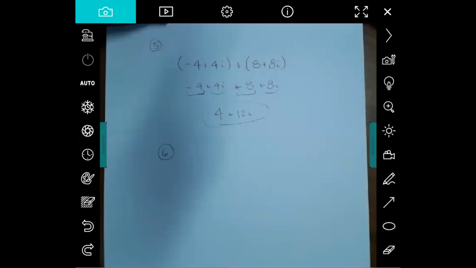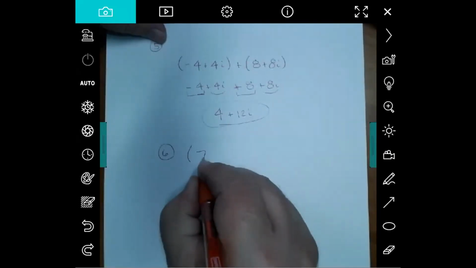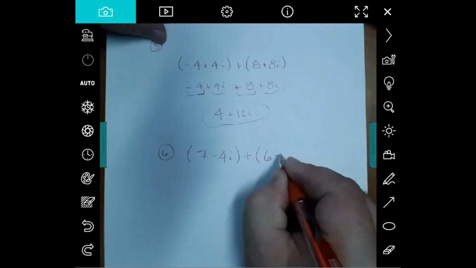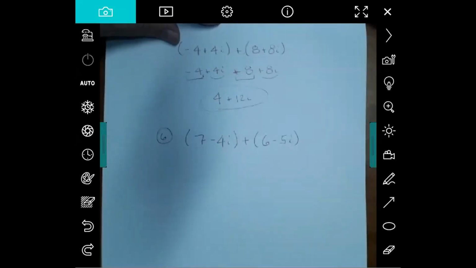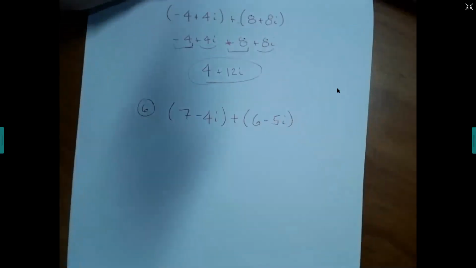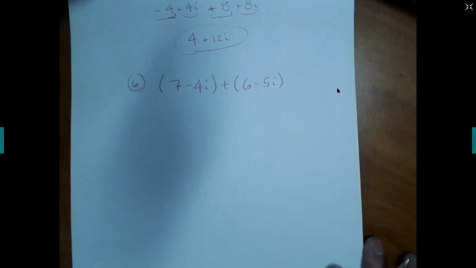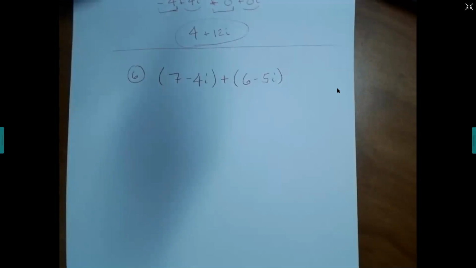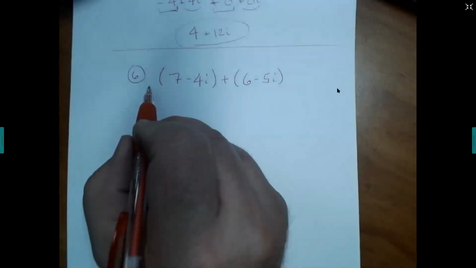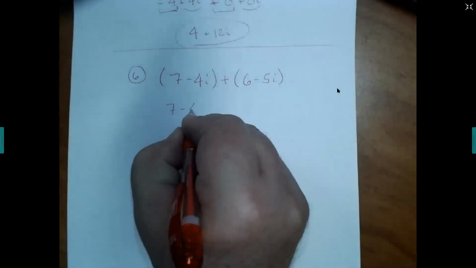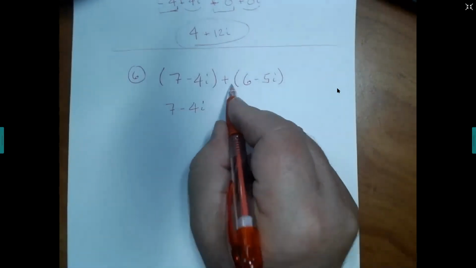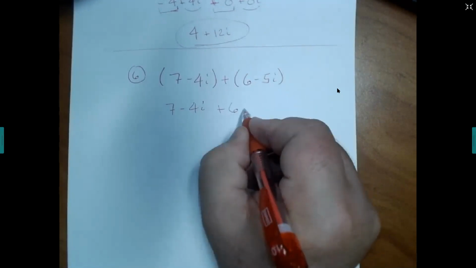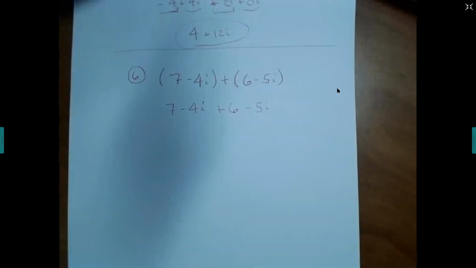All right, the next one. 7 minus 4i plus 6 minus 5i. Same steps. No coefficients, so we just drop the first parenthesis. Nothing in front of the second one, so this plus gets distributed. So it's positive 6, negative 5.